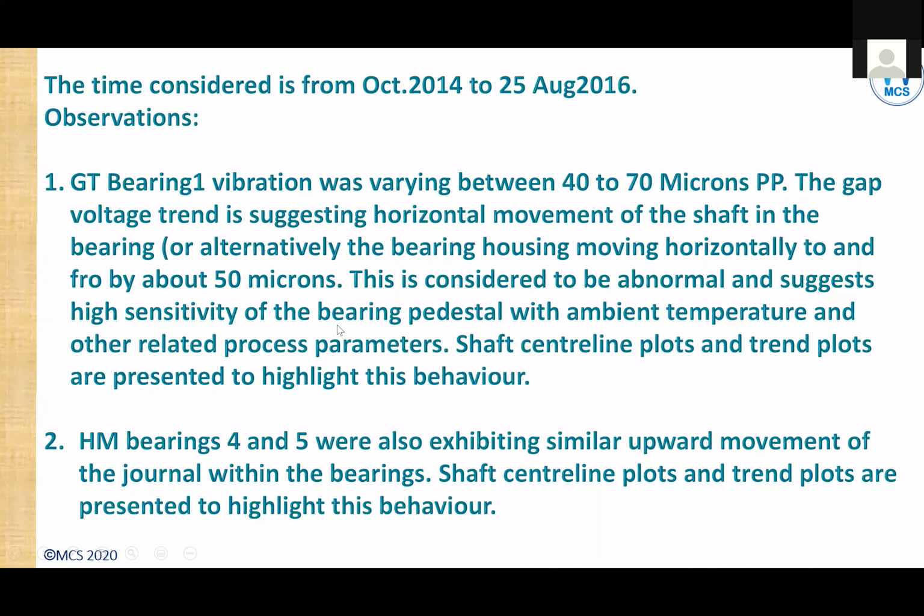And then I have presented the other 2 bearings also, bearings 4 and 5. This is related to the helper motor. They were also exhibiting some behavior, different from what bearing 1 is showing. Let us see what they are.